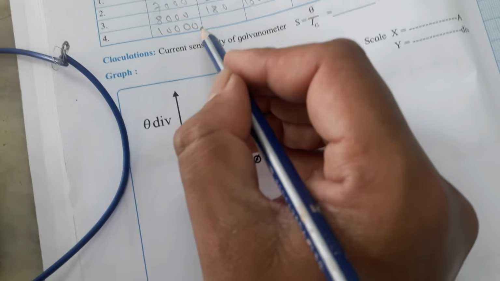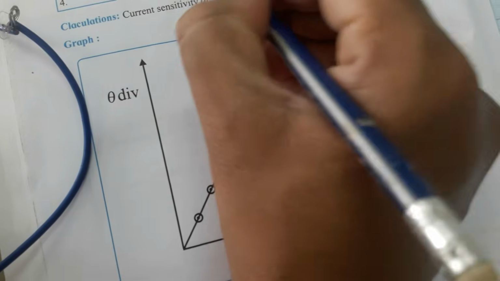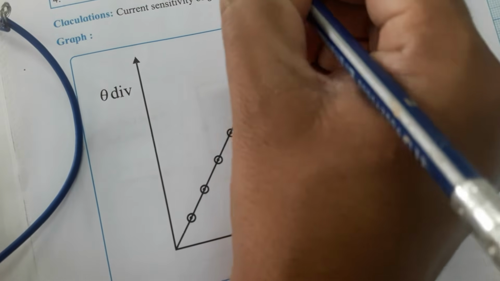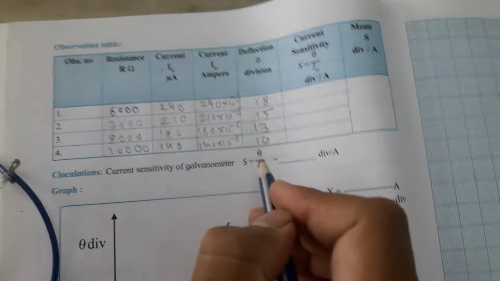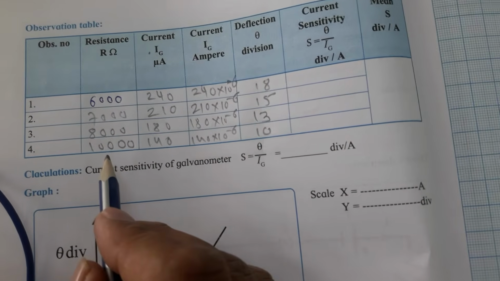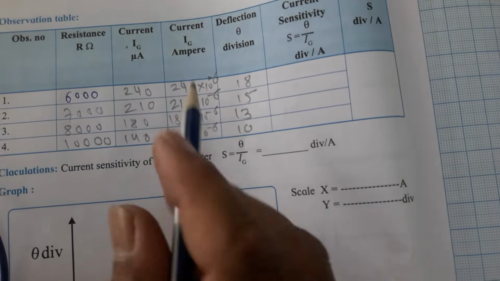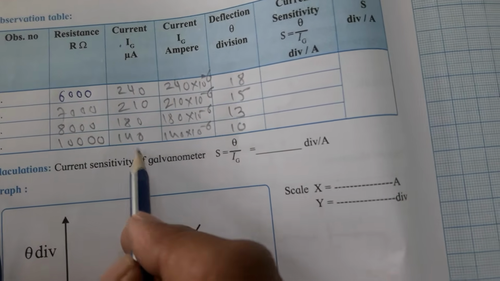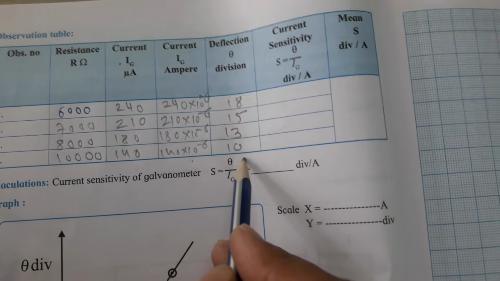So we will write our reading. For 10,000 we have current 140, converted from microampere to ampere with 10 raised to minus 6, and division we have 10. Okay students, for 10,000 current is 140 converted from microampere to ampere and deflection is equal to 10.